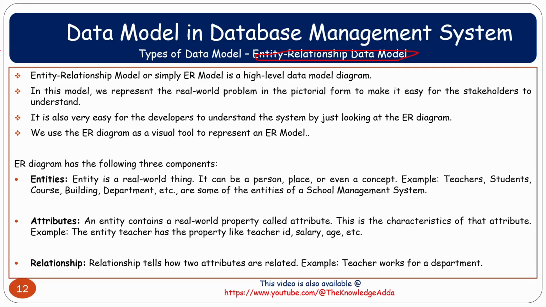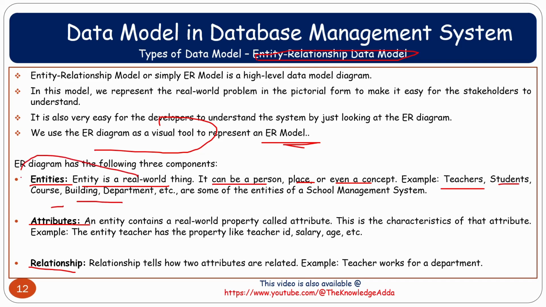Basically, we use the ER diagram as a visual tool to represent an ER model, and there are three things in the ER model. One is entities, second is attributes, and third is relationships. An entity is a real-world thing. It can be a person, place, or even a concept, like a teacher, student, course, building. Basically these are examples of entities. And an entity contains real-world properties called attributes, like if I am talking about a teacher, the teacher will have a name, will have an age.